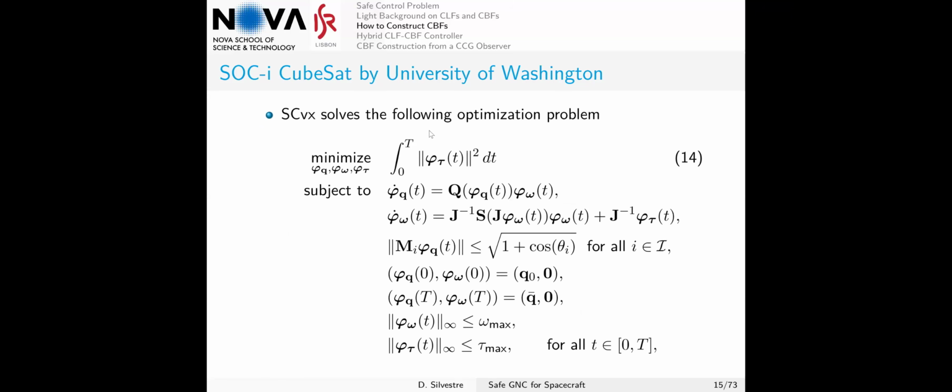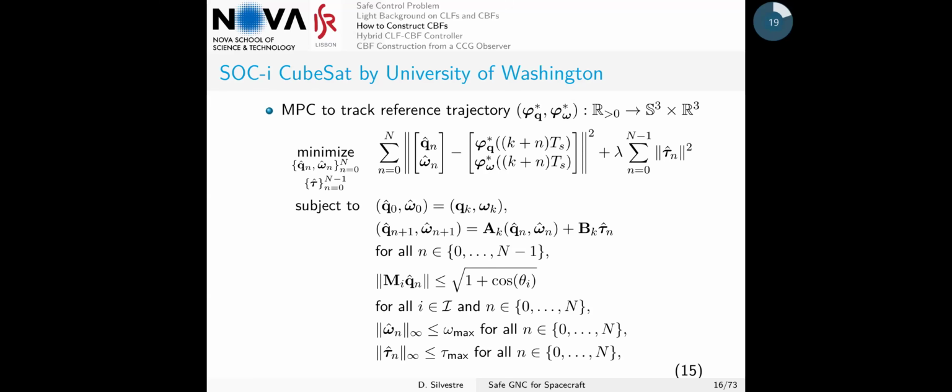So they're trying to minimize the input, because this is the trajectories for the torques. And it's subject to the differential equations. You have the pointing constraints, you have the initial conditions, you have the constraints for the angular velocity and the maximum torques. So you would solve this with successive convexification, but this is offline, so it's fine. And then you can do an MPC to track that.